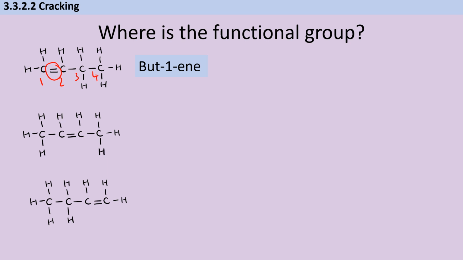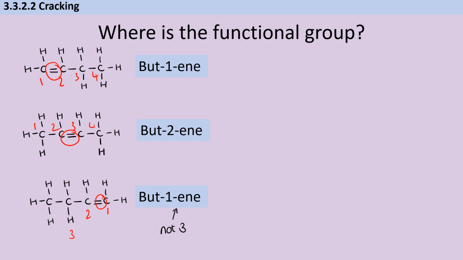If I do the same thing with the next molecule, then I can see that the carbon-carbon double bond is between carbons 2 and 3. So this is but-2-ene. But it might surprise you to hear that this next molecule is also but-1-ene. And the reason for this is that we are always trying to use the smallest possible number, and we can label from the left or the right. So if I label from the right hand side, then we have carbon 1, carbon 2, carbon 3, and that double bond is still between carbon 1 and carbon 2. So therefore this is but-1-ene, not but-3-ene.